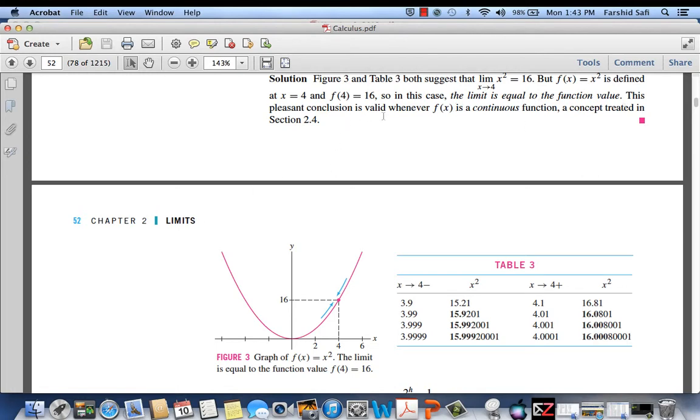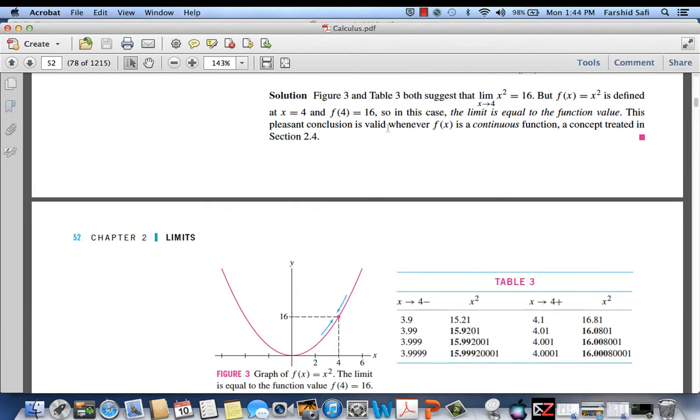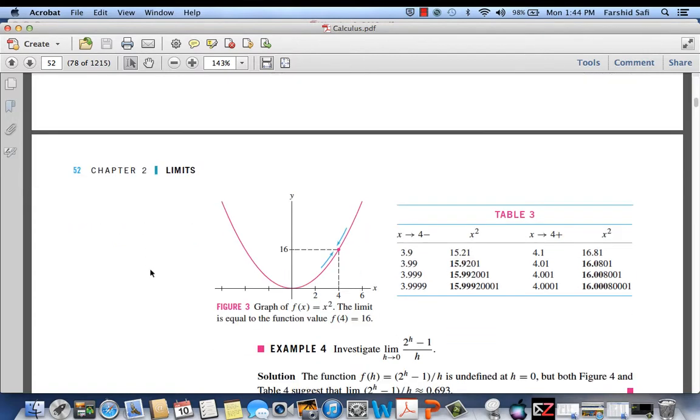This is true, in fact, when our function is continuous. This is why we spent so much time talking about the domain last class, because if you have a nice continuous function, then you can count on the limit equaling the function value. Graphically here, as we approach the x value 4 from both sides, the y value seems to be approaching 16.